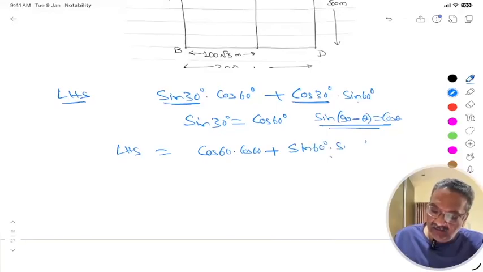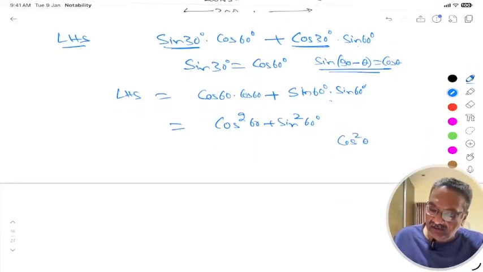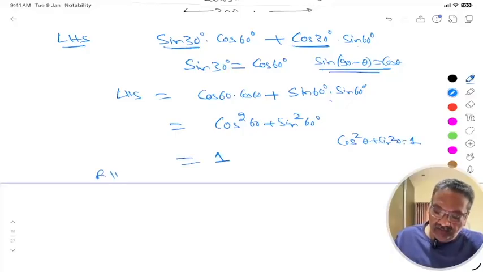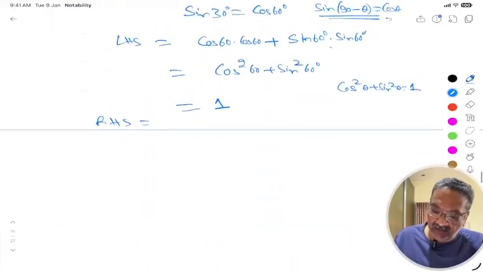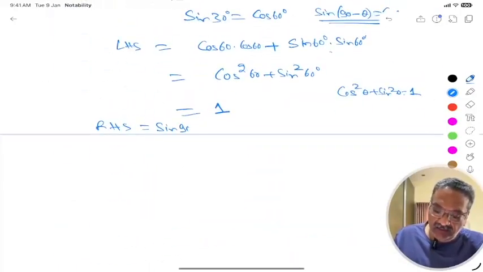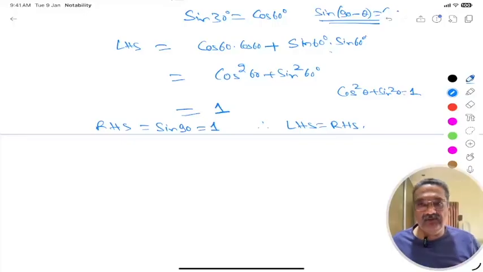So similarly cos 30 becomes sin 60 degree into sin 60 degree, which is equal to cos square 60 plus sin square 60. We know that identity, cos square theta plus sin square theta is equal to 1. So this is equal to 1. Okay. What do we have in RHS? We have to prove it to be equal to sin 90, which is sin of 90 degree equal to 1. Therefore, LHS is equal to RHS. This is one way of solving it. Alright.